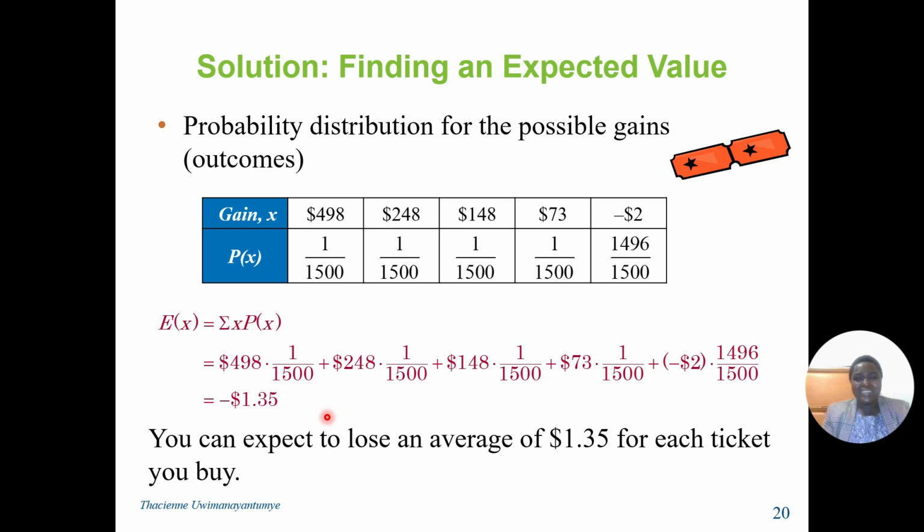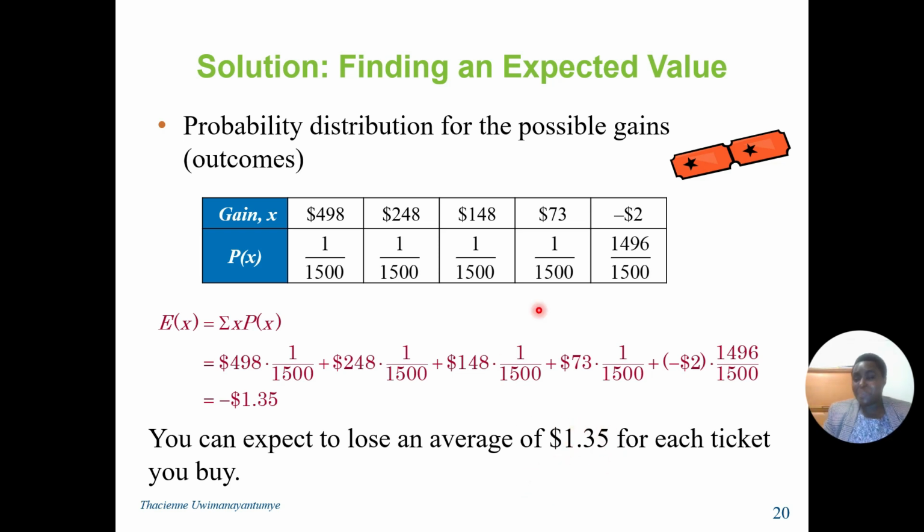So what do you expect to gain? Your gain is negative. Please, when you are participating in that, don't expect to gain. Your expected value is a loss. Don't expect to gain. Expect to lose $1.35. You can expect to lose an average of $1.35 for each ticket you buy. If you buy one ticket, expect to lose this money. If you buy two, then expect to lose 2 times this one. So you see, all right.